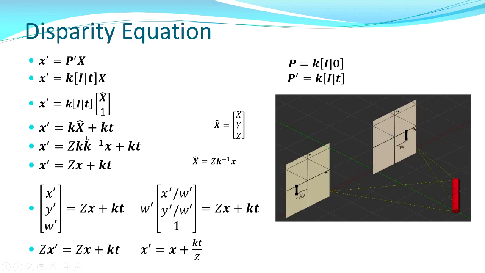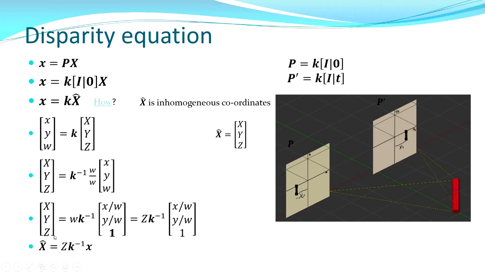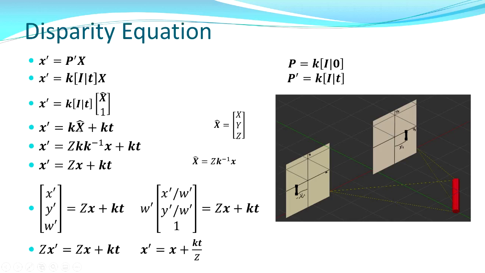Now doing some changes. This X cap we saw in the previous slide: X cap is equal to z K inverse x. So just putting this z K inverse x over here in this place, we get this thing over here, z K inverse x. I took z out because that is a scalar value, and this K t is the same. Now we have x dash equal to this thing; if you see, K and K inverse cancel off because this is an inverse, and you get z x plus this K t over here.